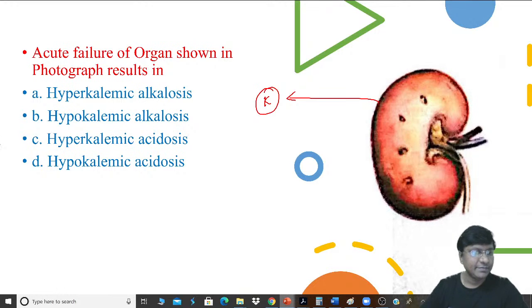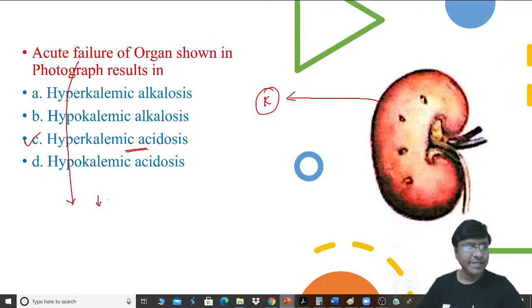Right, so it is the one which causes hyperkalemic acidosis. So in acute renal failure, what happens? There will be decreased GFR. Once there is decreased GFR, what will happen to the potassium levels? The potassium levels will be increased.